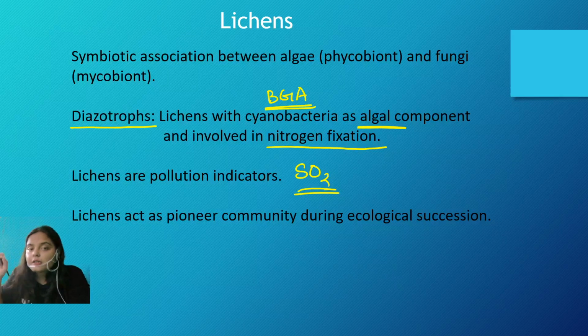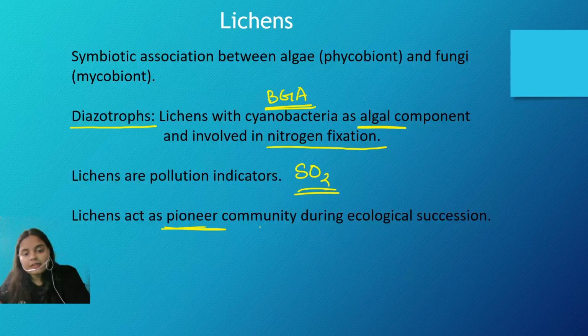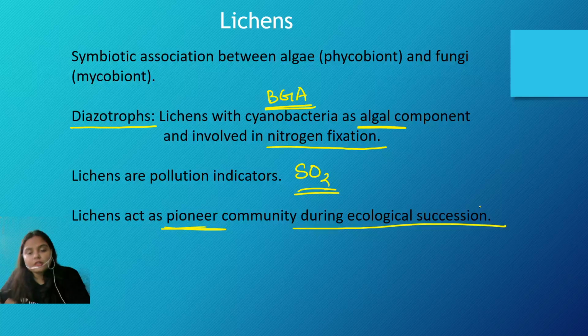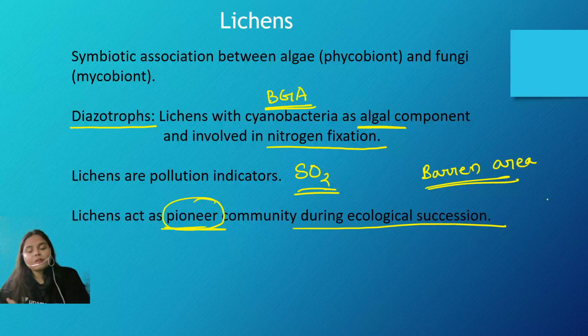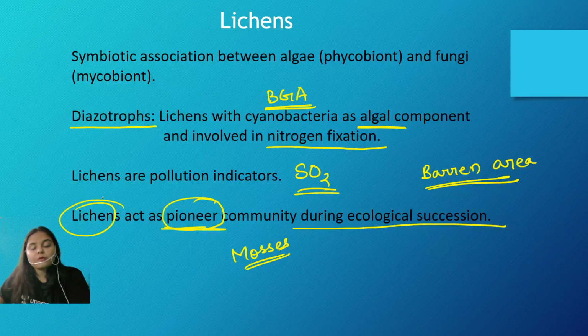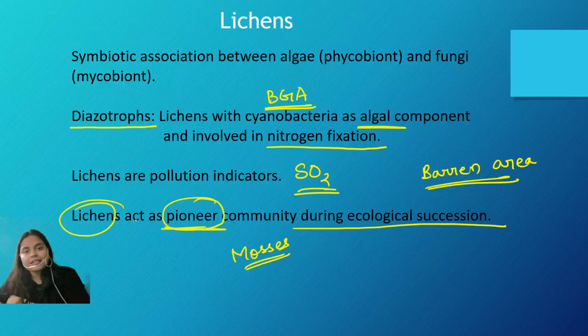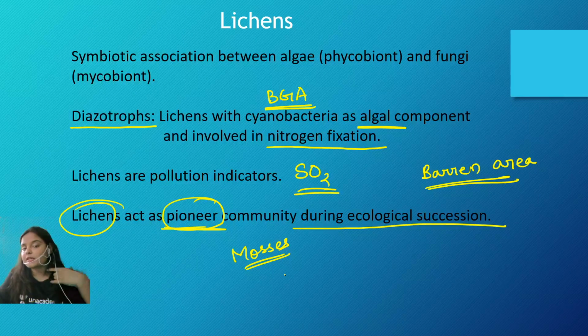Also, lichen acts as the pioneer community during ecological succession. Lichen is the first organism which is found in a barren area during the process of ecological succession or development of new growth forms. Following the lichens, mosses are present after that. Lichens develop cracks in the mountains, and in those cracks mosses develop, and this is how the succession takes place, right?